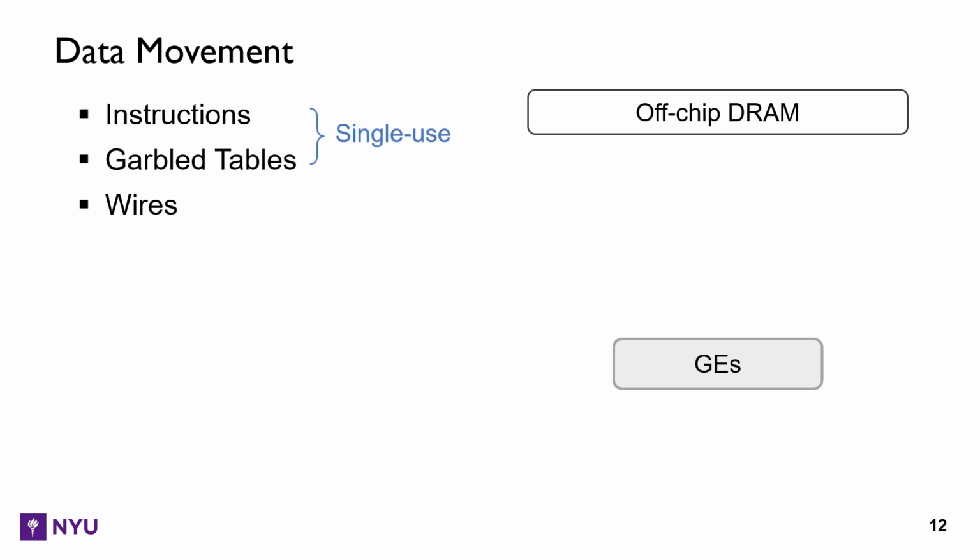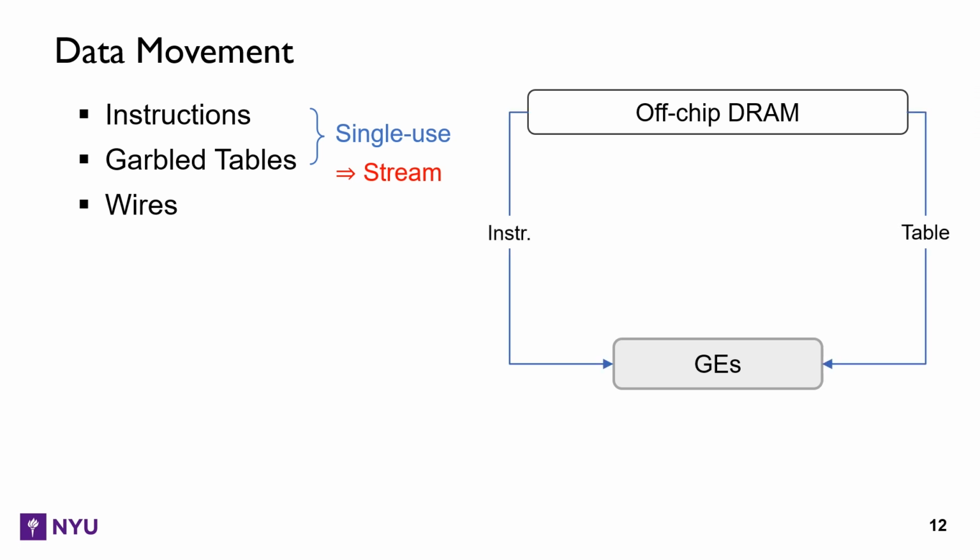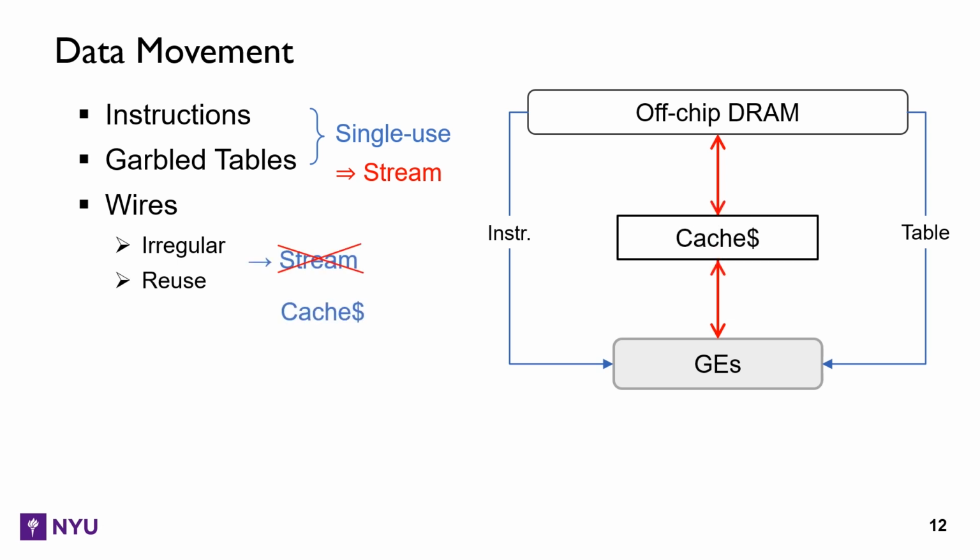The instruction and garbled table are single-use constants for each gate. So the easy way is to stream them to the gate engines. But the wires are difficult because there will be irregular access, and they can be reused by the following gates. Fortunately, we find that a wire tends to be consumed in a short period. So we will succeed if we can cache the most recently used wires.